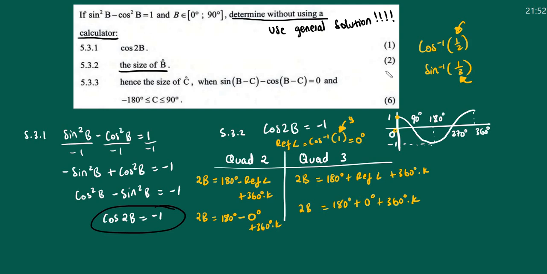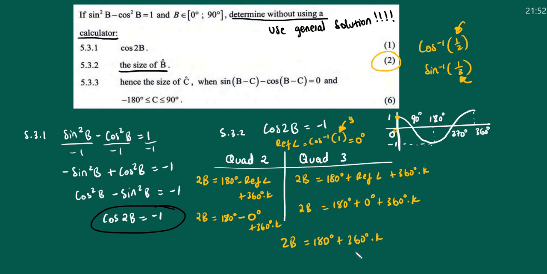The general solution for this, when you're using minus and plus, is the same because it's minus 0, it's plus 0, so it's just one thing. It's just 2 beta equals 180 degrees plus 360 degrees times k.